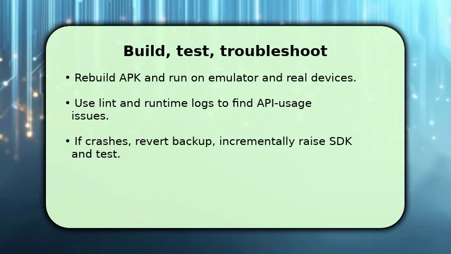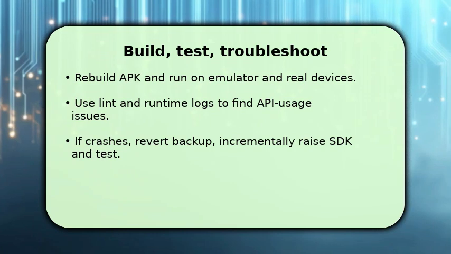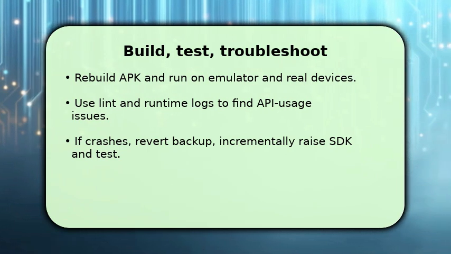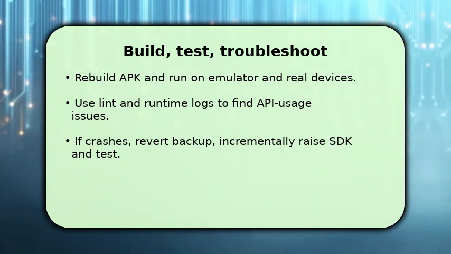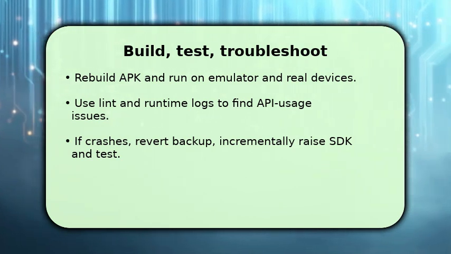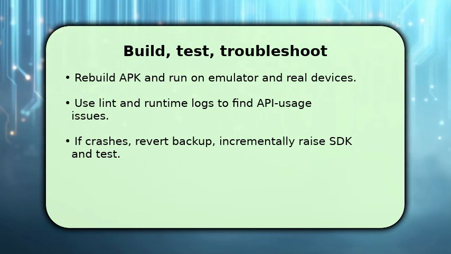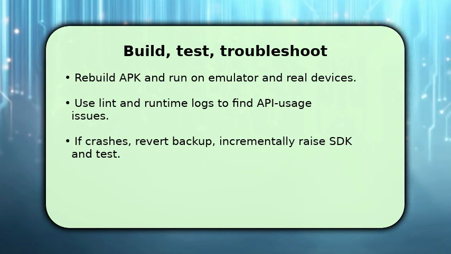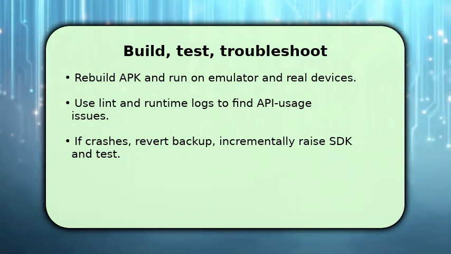You finish by rebuilding the APK and testing on an emulator and at least one physical device that matches the new minimum. Make sure to run lint and monitor logcat for missing API calls or permission changes. These explain why something fails. If the app crashes, roll back to your backup and raise SDK levels incrementally while addressing each incompatibility.